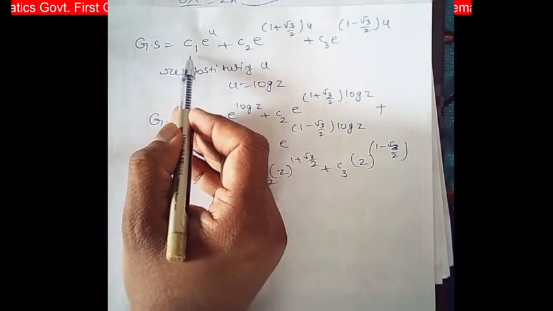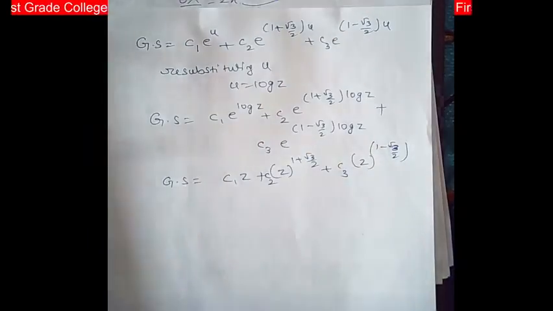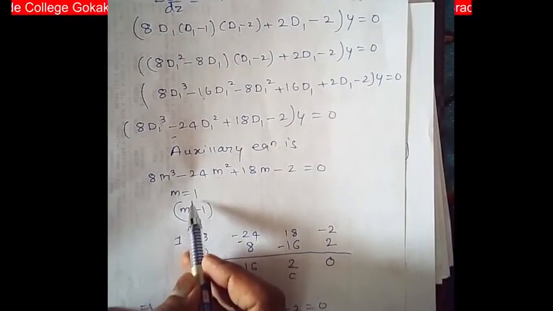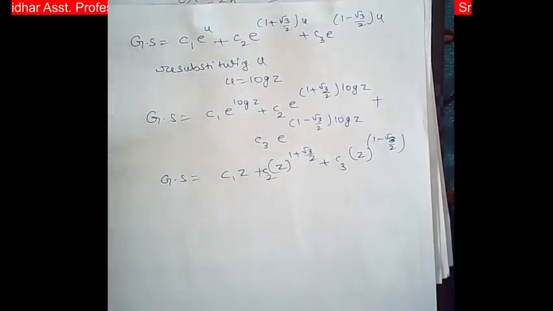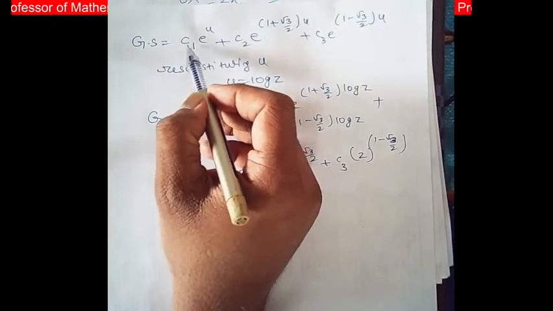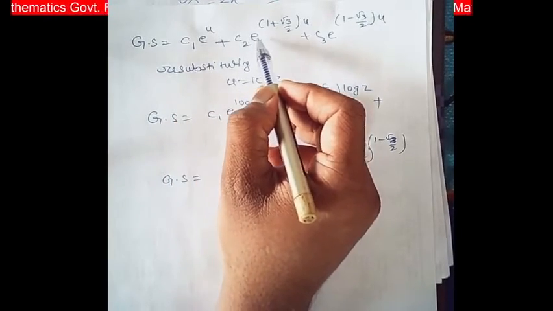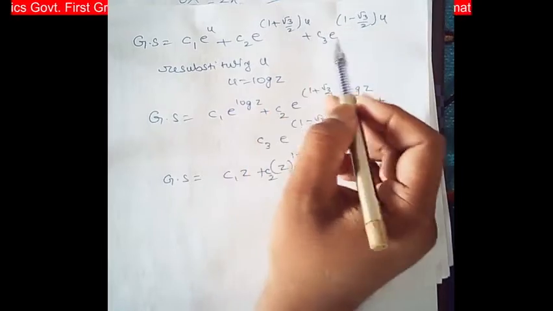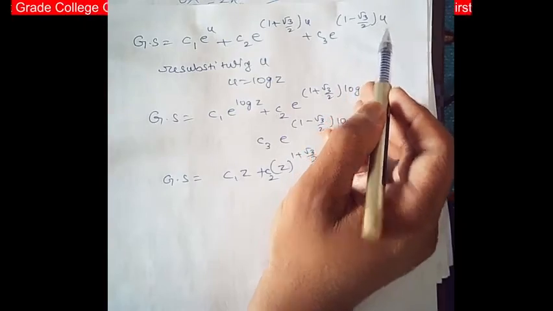GS is equal to c1 e raised to m u. So now here we got three roots. The first one is m is equal to 1. This is the first root, and these are the second and third roots. So three roots we got. So therefore the general solution is, for the first root m1 is 1, c1 e raised to u plus c2 e raised to m2, which is 1 plus root 3 by 2, into u plus c3 e raised to m3, which is 1 minus root 3 by 2, into u.